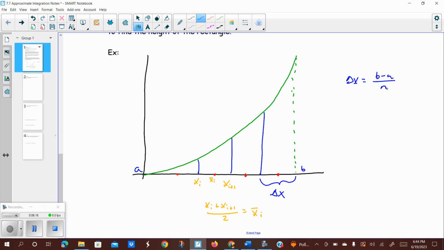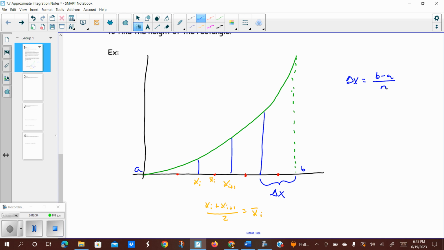So in this case, for example, let's just say a is 0 and b is 1. If you're going to split up the difference between 0 and 1 into 4 equal partitions, it would be 1 minus 0, which is 1, over 4, or 1/4, 0.25 for each partition. That should make sense to most of us.